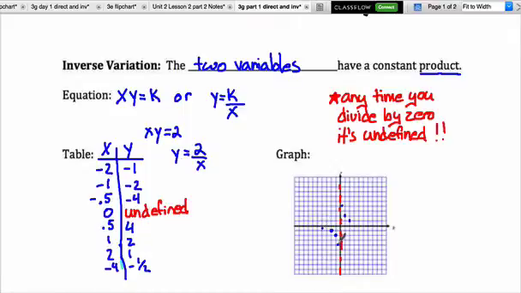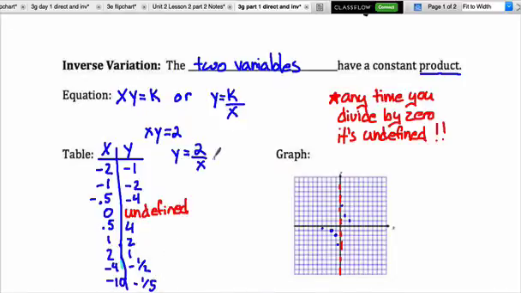So sometimes you need to keep going until you have enough points to see what's going on. Well, I'm starting to see a curve here. What if I were to plug in -10? What does that give me? So 2 divided by -10 is -1/5. So I'm kind of starting to see a pattern here.